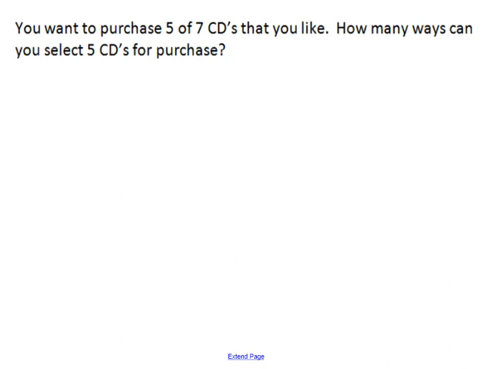Well, again, it doesn't matter the order. The fact is that you're going to buy them, throw them in your bag, and walk out of the store. It doesn't matter which one you scanned first and which one you scanned third. And if the order doesn't matter, then we're talking about a combination. 7C5.